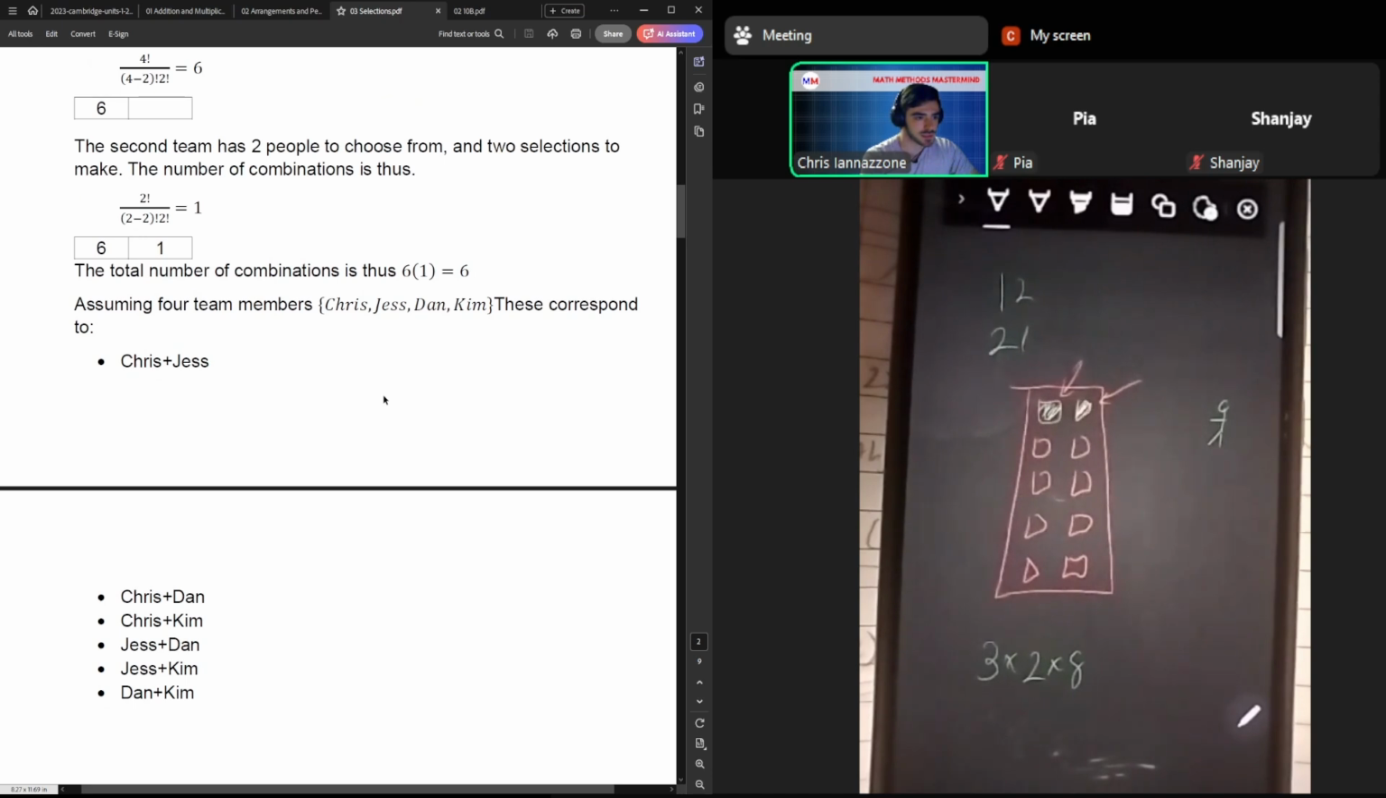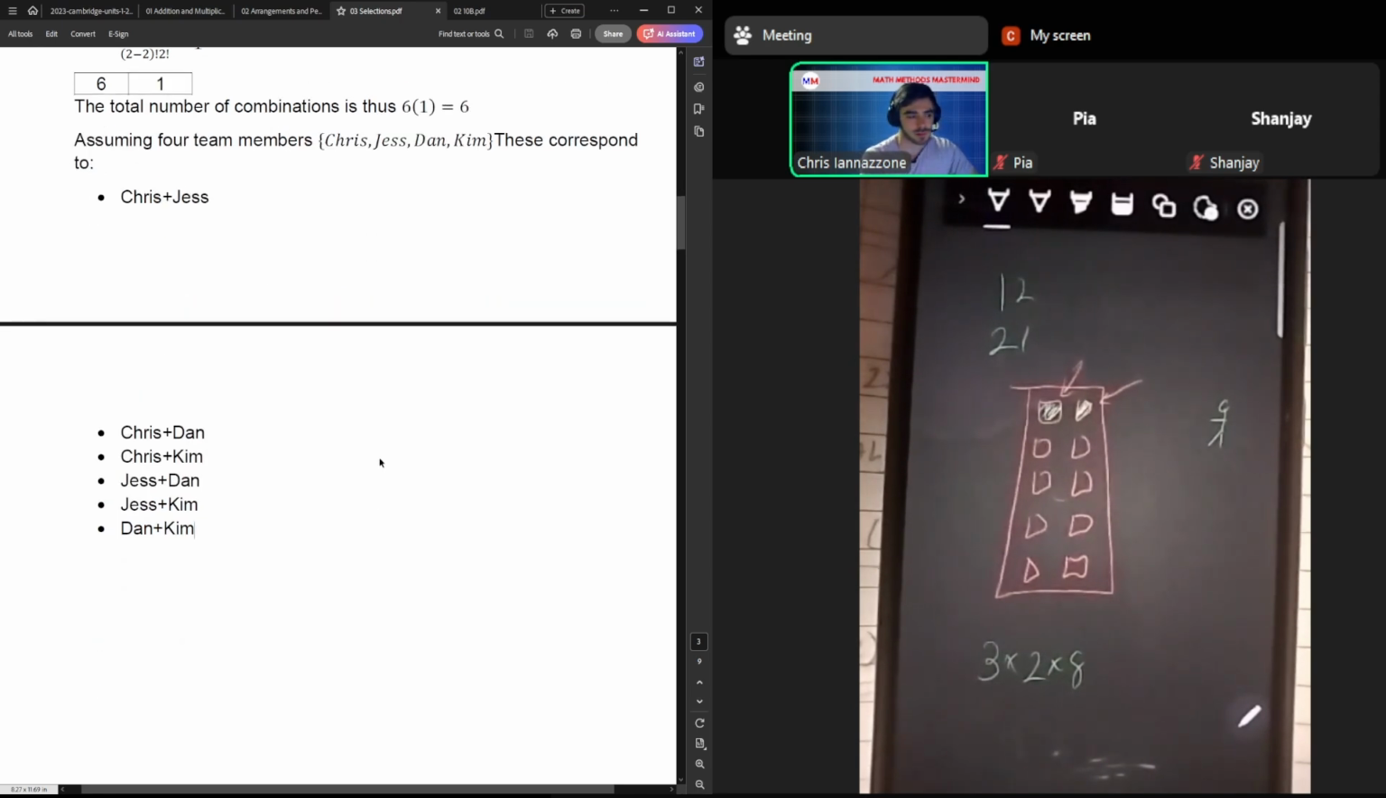As far as the actual combinations that would lead to, if you assume these people, then these are all the unique ways you could arrange them. Any questions, let me know.